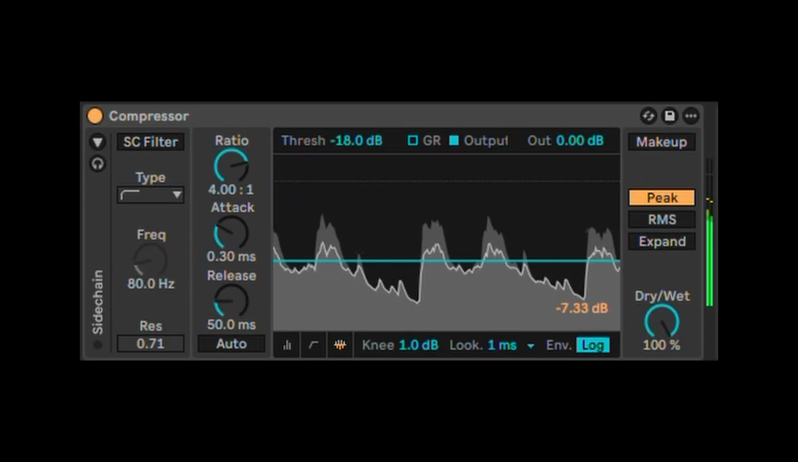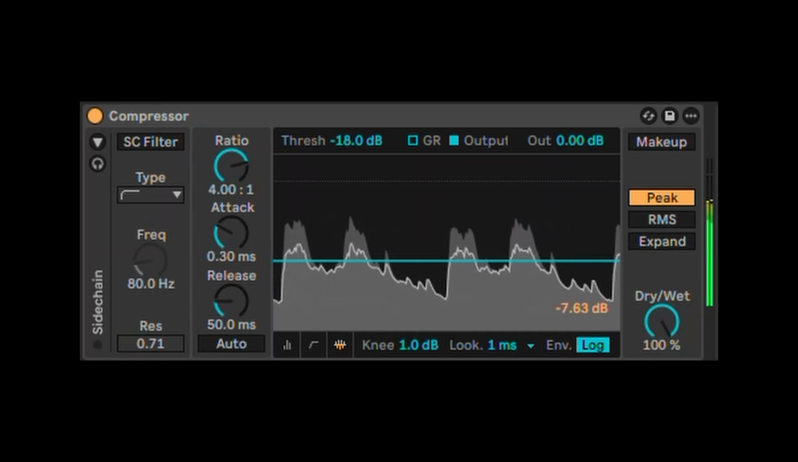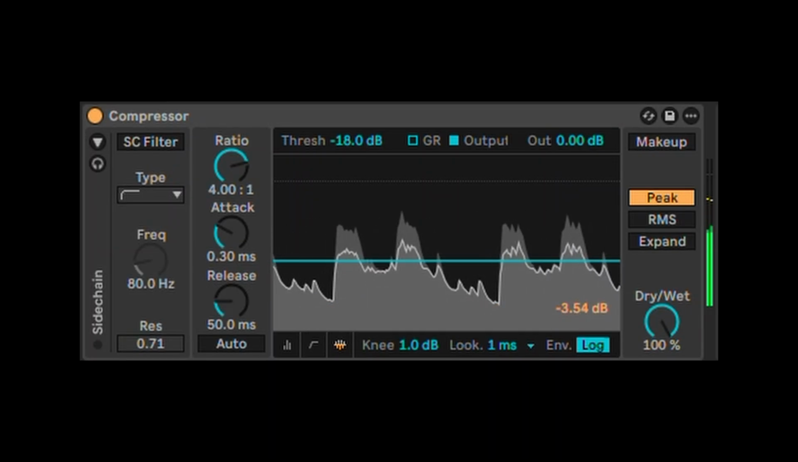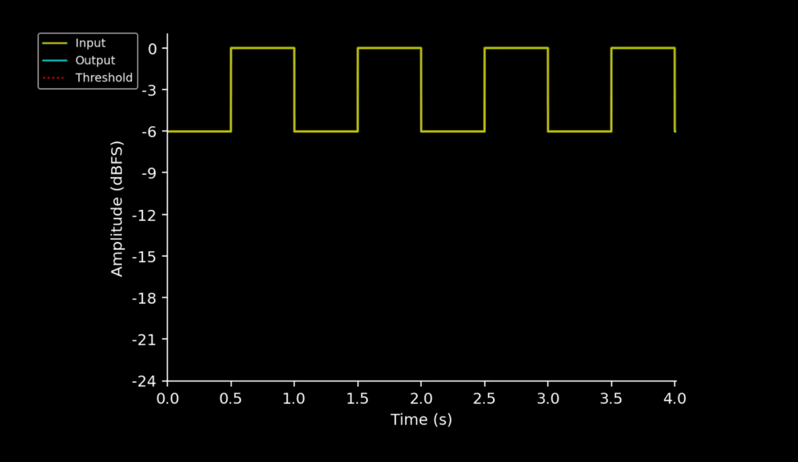These are very simple, intuitive explanations of how attack and release work. Unfortunately, they're so simple that they're literally straight up wrong. Let me show you why.